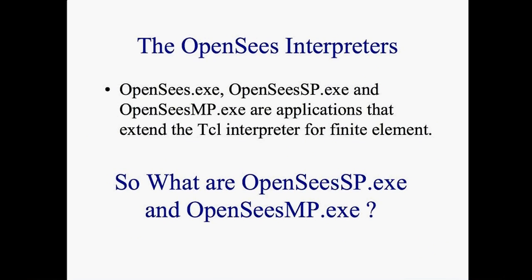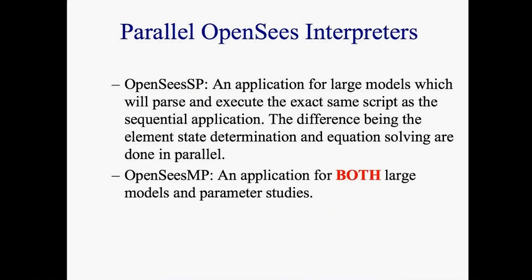So now I'm going to go back to the interpreters, which is how most people use OpenSees. They don't create their new applications using C++. They write their scripts. For parallel processing, we provide two parallel interpreters, OpenSeesSP and OpenSeesMP. OpenSeesSP is an application for large models in which we don't want you to change your script too much. You take your script that will run sequentially, you make one modification, and it will run in parallel.